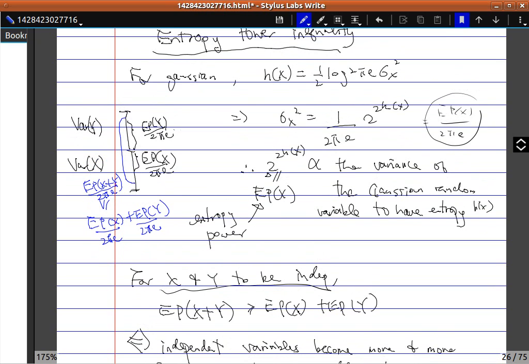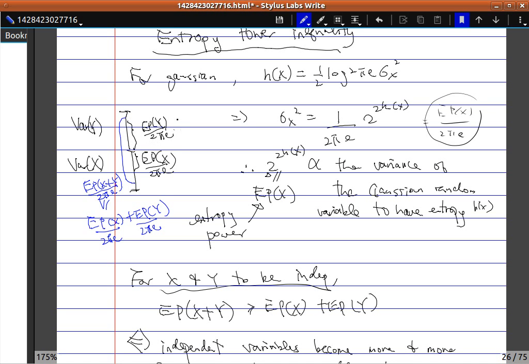The proof is not so simple, but the intuition is quite elegant. It's just an alternative interpretation of the central limit theorem. Or in other words, if we have several independent random variables and we add them together, they become more and more Gaussian. So as we just mentioned, we can think of the entropy power of a random variable, over the variance of the random variable, as some kind of measure of how Gaussian that random variable is.